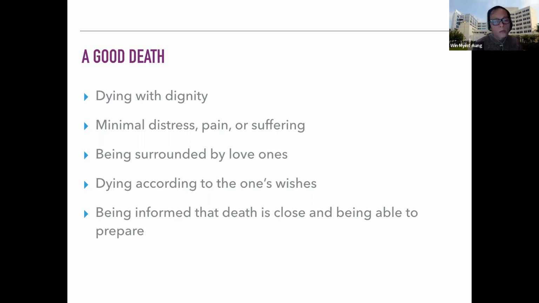with a dignifying process. The death should involve minimal distress, minimal pain, or minimal suffering. We cannot eliminate the total pain, and we don't believe, as palliative care physicians, that euthanasia is an option. But we talk about it if you are more open to that. But the bottom line is, suffering is there, but you can minimize it and make the transition as smooth as possible.